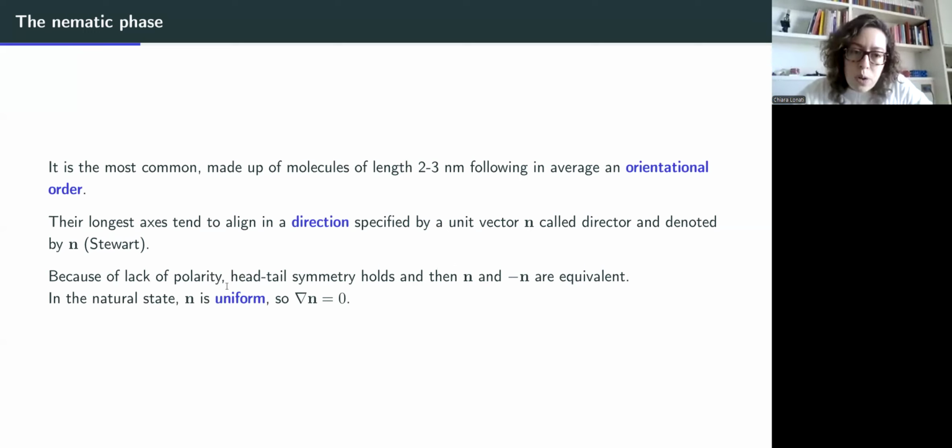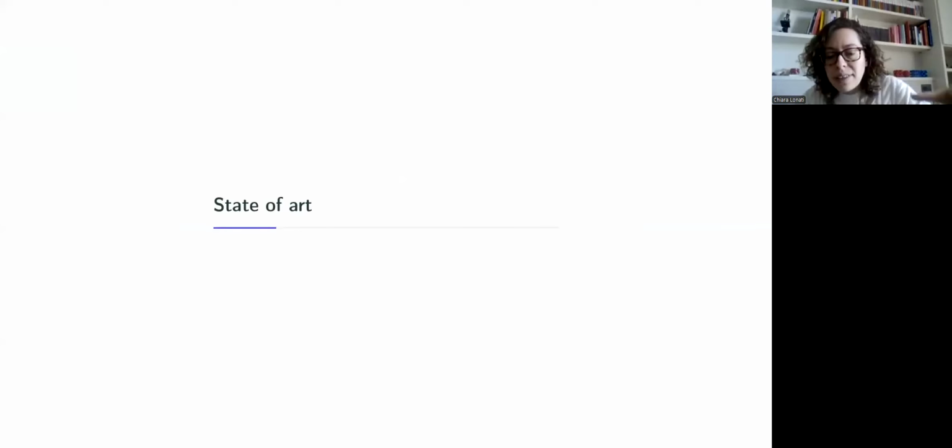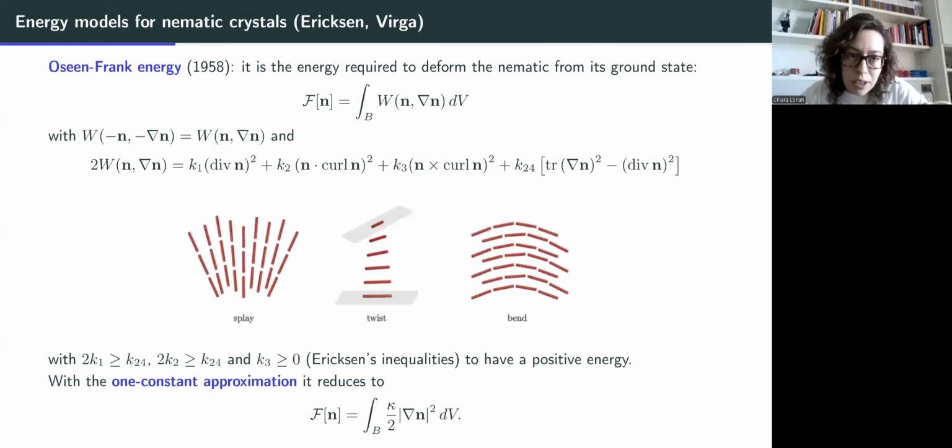On the other side, we also have that in the natural state, in the ground state, n tends to be a uniform vector field, and so its gradient tends to vanish. Now, as regards literature results, there are several theories that can model liquid crystals. In particular, we have, for example, the Q tensor theory, we have Leslie-Ericksen, we have Landau-de Gennes. The one, however, that we use is the Oseen-Frank energy, that basically takes into account the energy that is required to take the crystal in the natural state and deform it to the nematic phase.